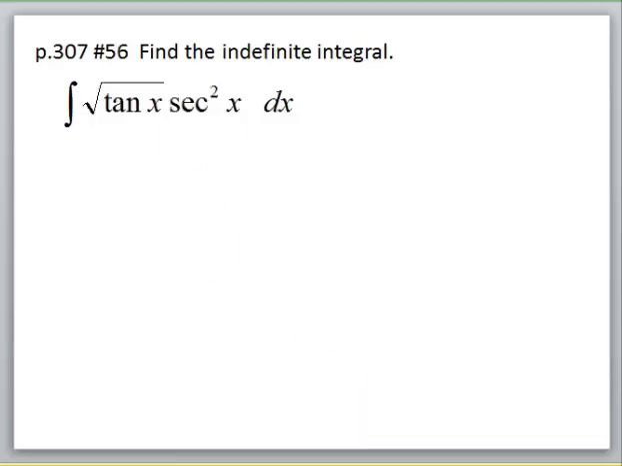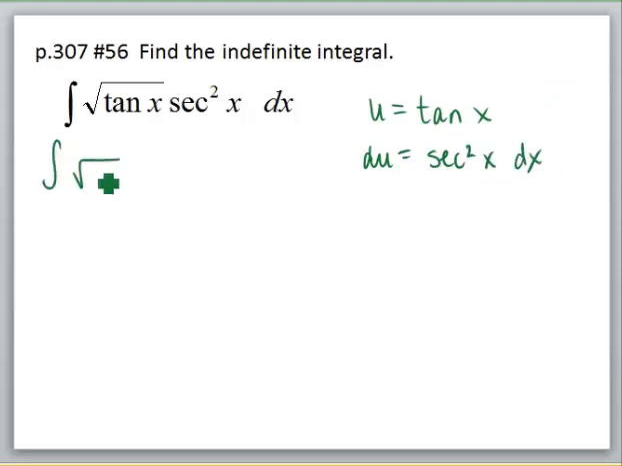On this one, we have two trig functions, and I don't know the derivative or the integral of tangent x, secant squared x. So I want to think about which one would I pick to be u, so that when I took its derivative, it would go away. And that would be tangent of x. So if I take the derivative of tangent x, I get secant squared x dx. So that's going to let me rewrite this as the square root of u, so that takes care of this part, and then I need secant squared x dx, which is exactly what I have by putting a du here. So now I have the integral of u to the 1/2 du.